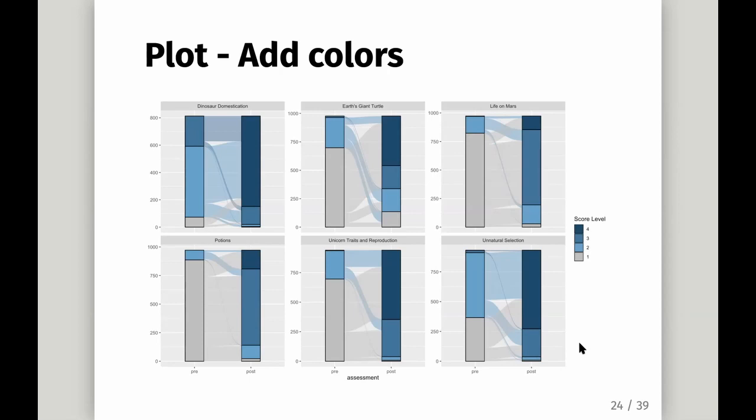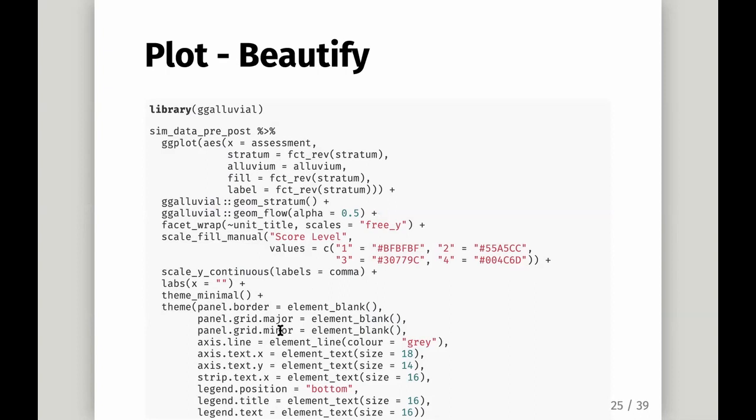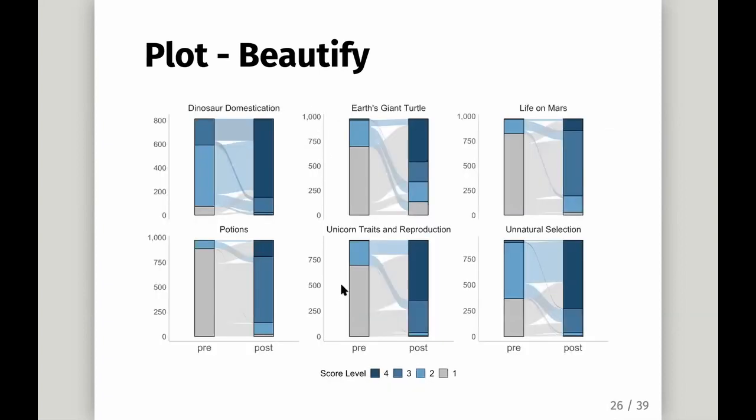I just like to kind of fix things up a little bit. So I'm not going to go through everything here, but I leverage the theme in order to take away those grid lines, and change the text size, put the legend at the bottom, because I think that gives us more space. I like to set the labels to commas so that the axis has commas in it. It just makes the numbers easier to read, like you can see here with the 1,000.